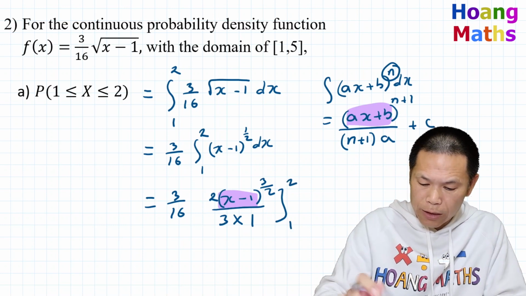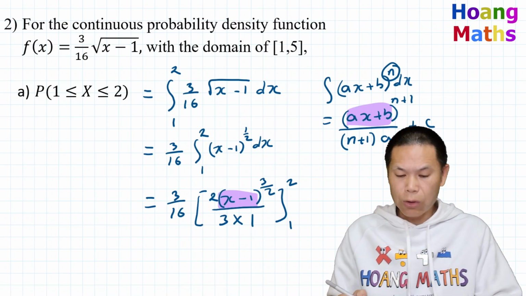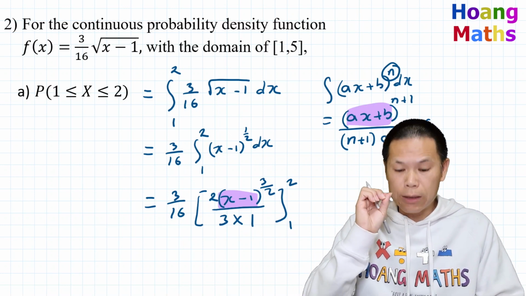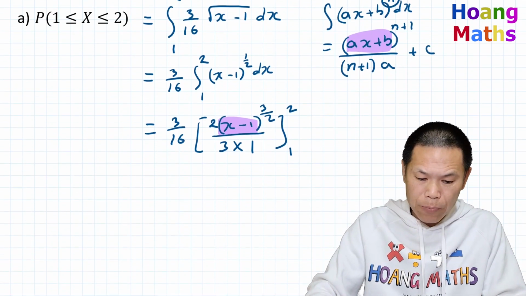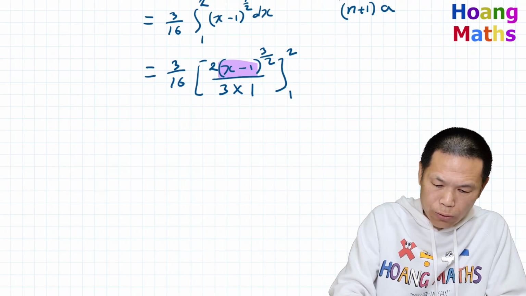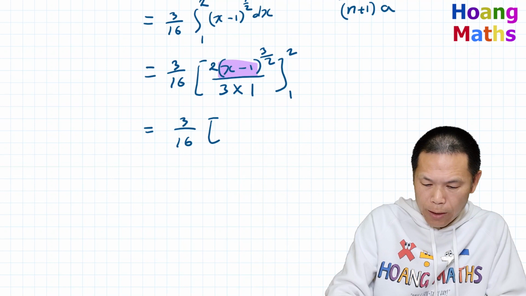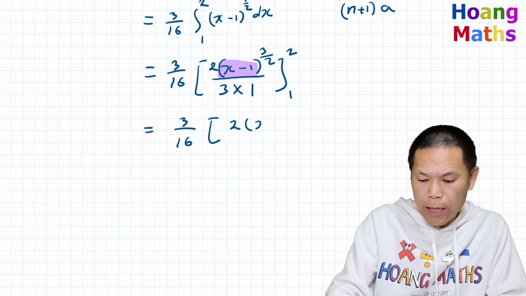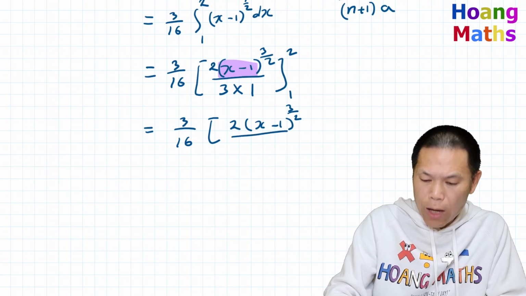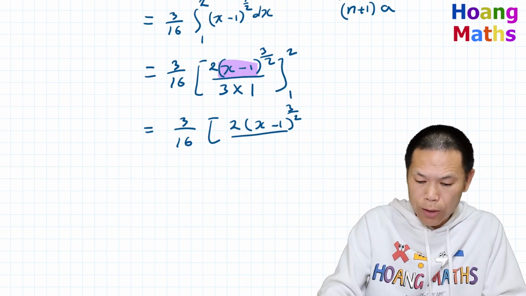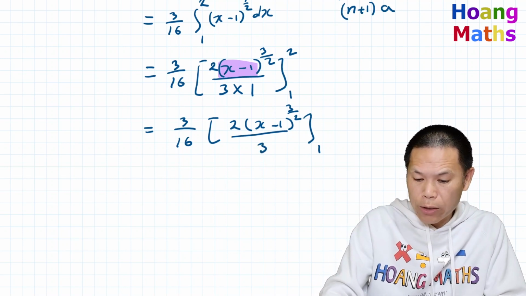Okay, so let me just fix these brackets up. So there you go. So now I just simplify this a little bit further. So that is equal to 3 over 16, and then 2 brackets x minus 1 power 3 over 2 over 3 times 1 is 3. And then this is from 1 to 2.